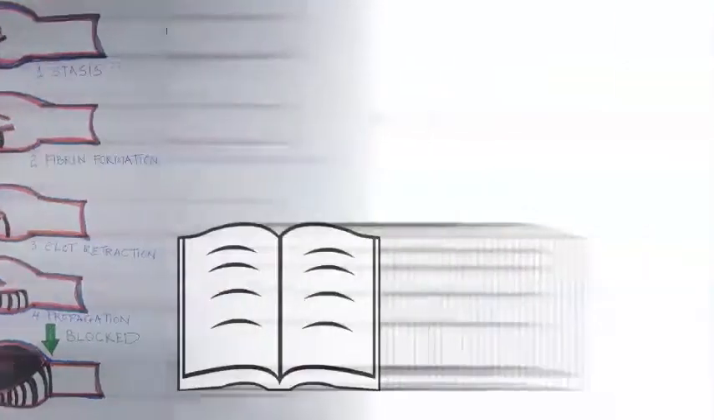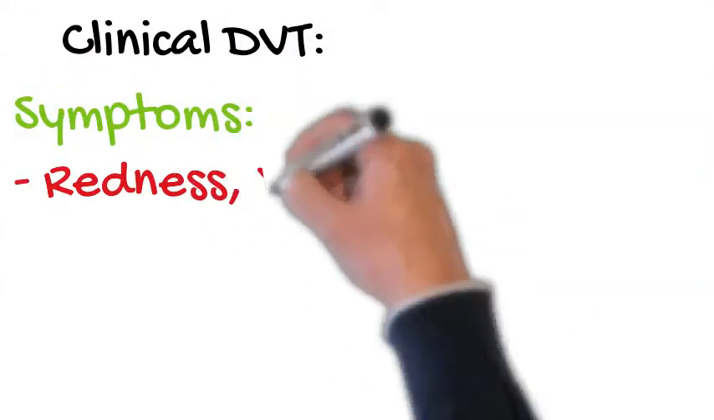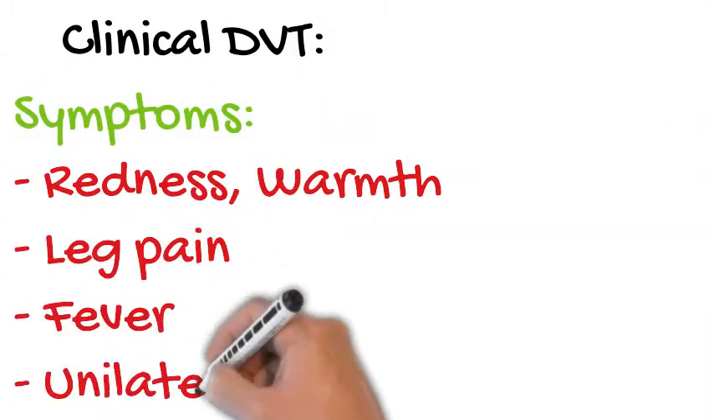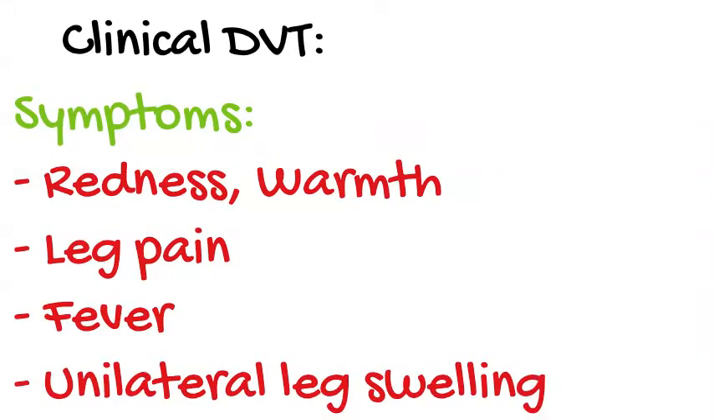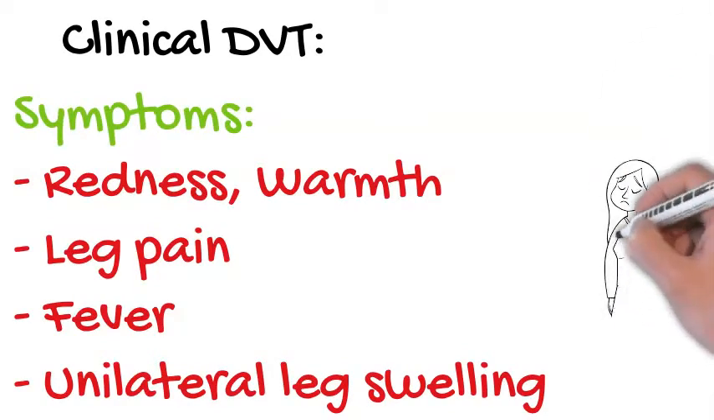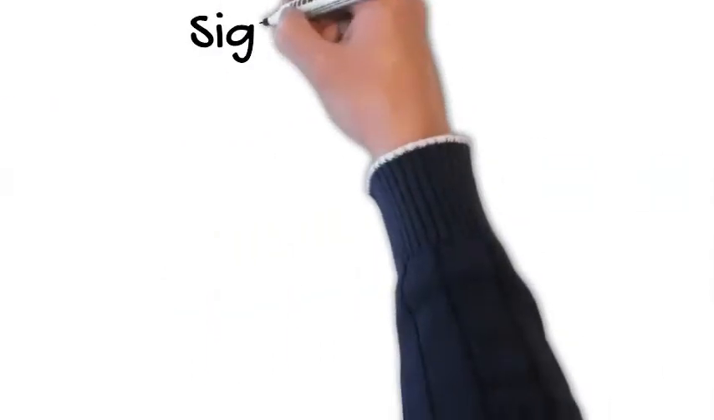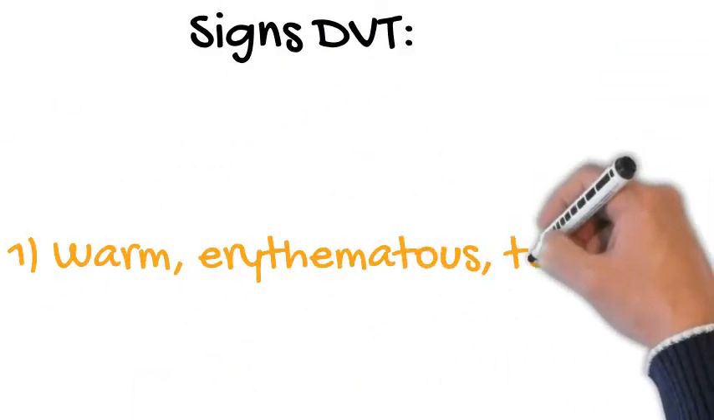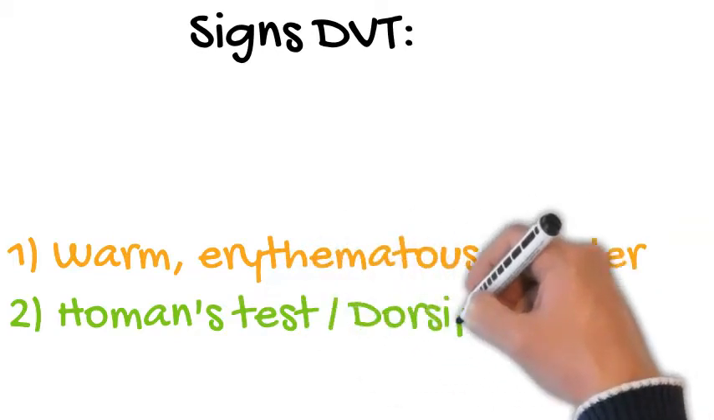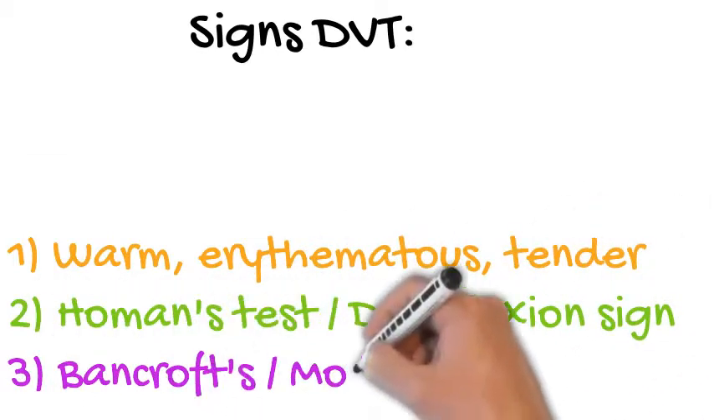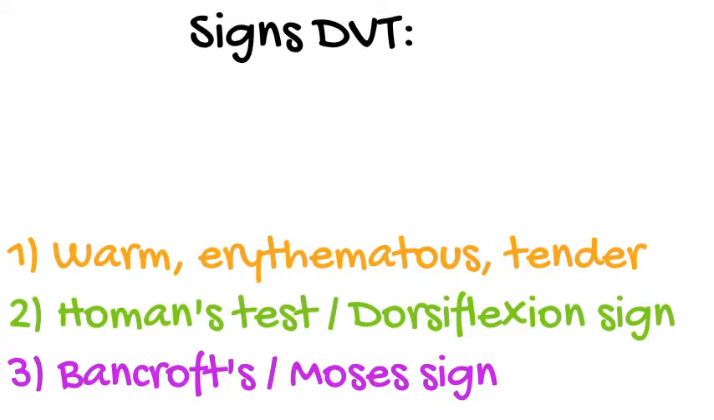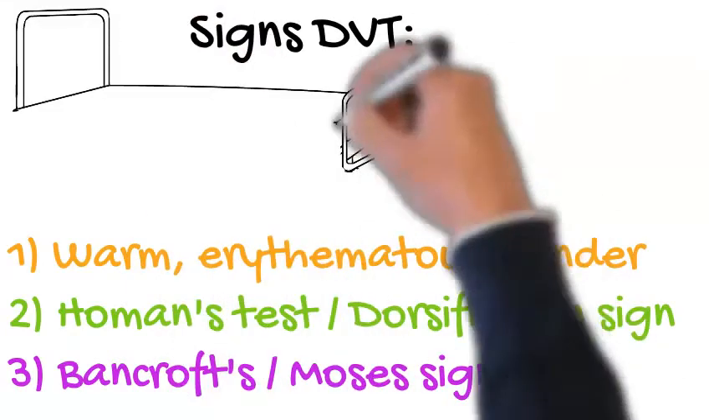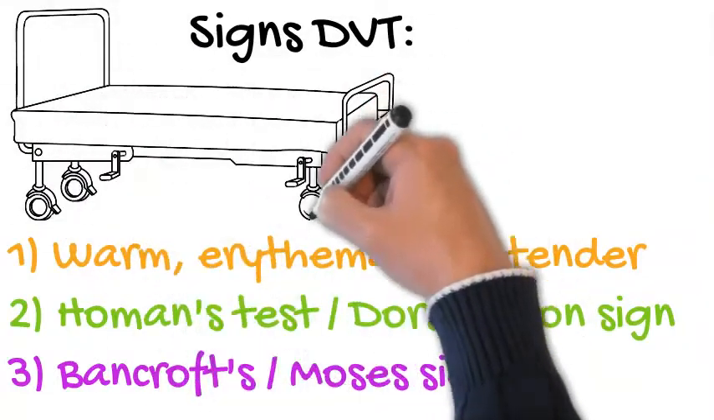Clinical manifestation of DVT is based on symptoms and signs. Symptoms are redness, increased warmth, leg pain, mild fever, unilateral leg swelling. For the signs: warm, erythematous, tenderness. Homan's test or dorsiflexion sign is positive. Homan's test is whereby there is calf pain on dorsiflexion of the foot. The problem with doing this test is the risk of detachment of thrombi during the procedure causing an embolus.